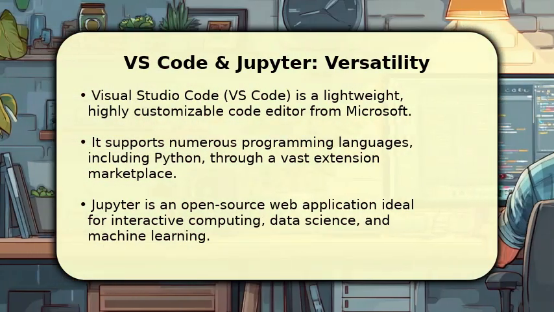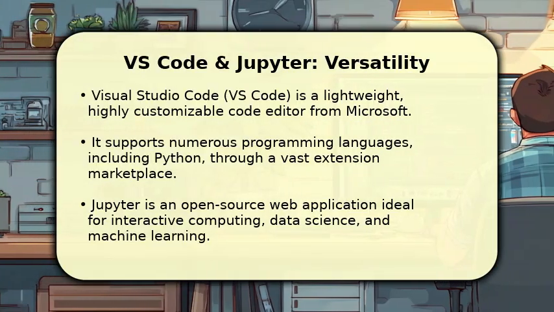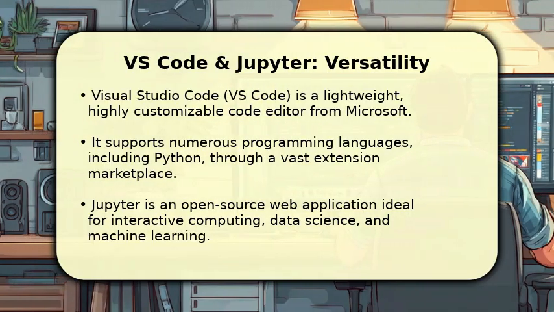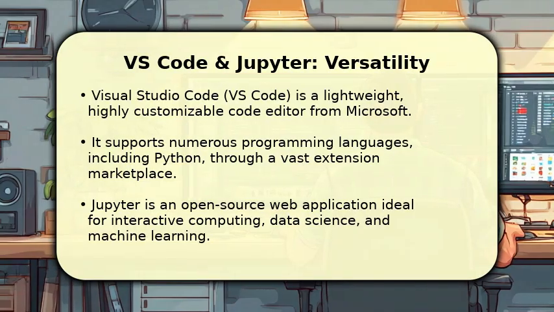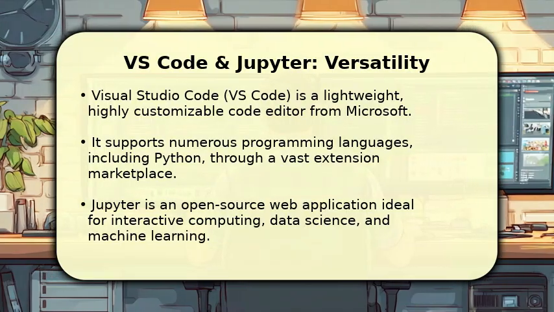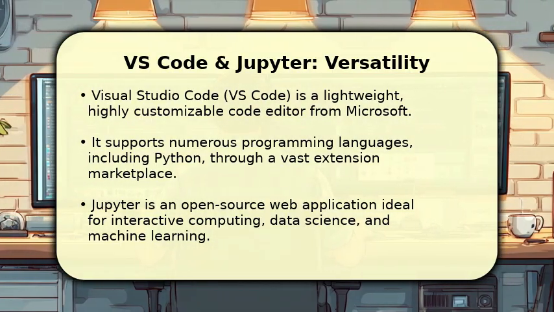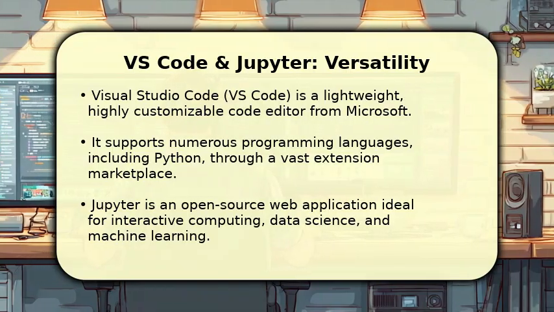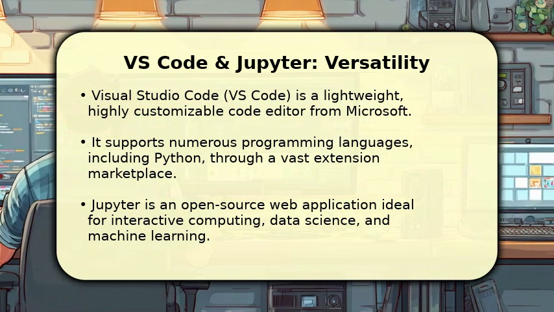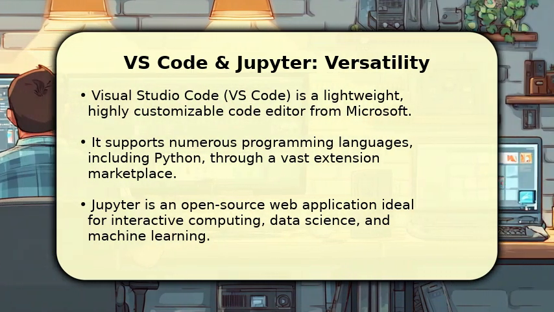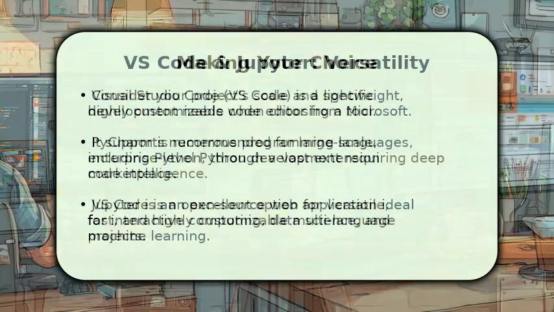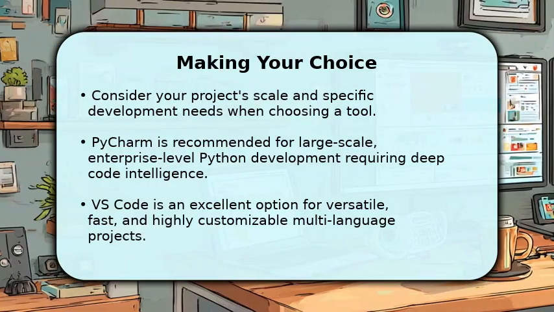Visual Studio Code, or VSCode, is a lightweight yet powerful code editor from Microsoft, highly customizable through its vast extension marketplace. It supports numerous programming languages, including Python, offering flexibility for diverse development tasks. Jupyter, on the other hand, is an open-source web application ideal for interactive computing, data science, and machine learning. It allows for creating and sharing documents containing live code, equations, visualizations, and narrative text, making it excellent for exploratory work. Choosing the right tool depends entirely on your project and workflow.